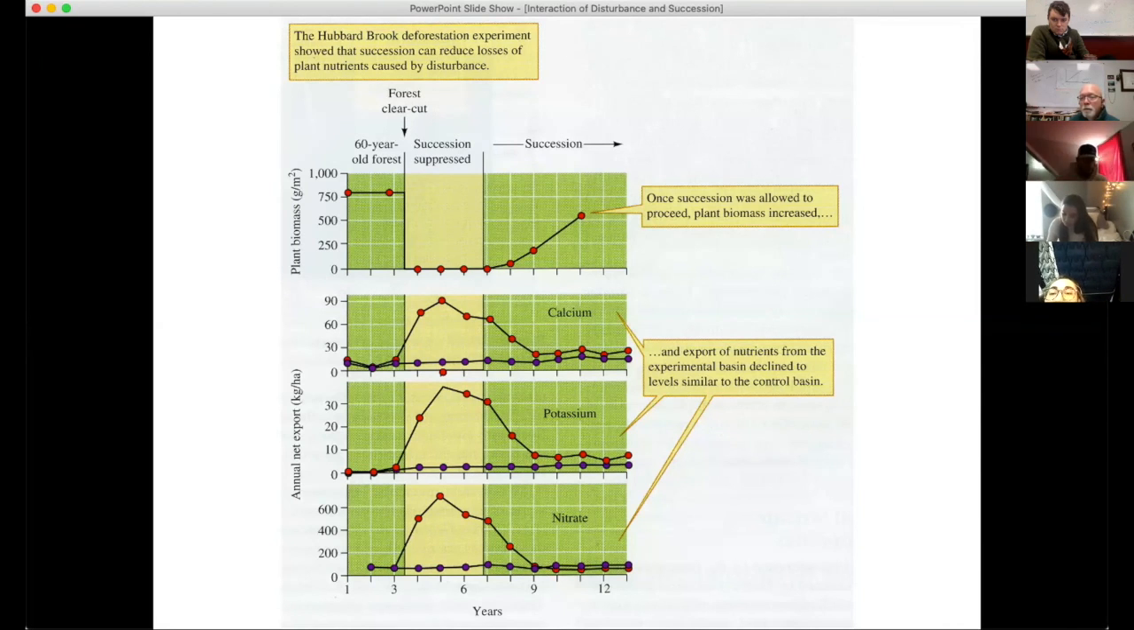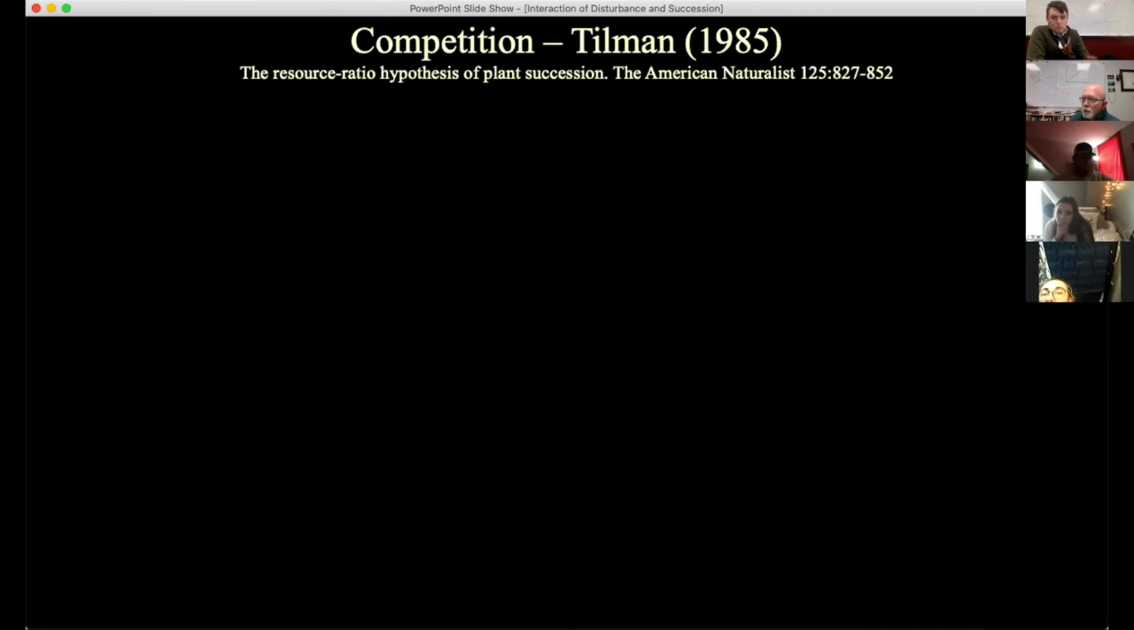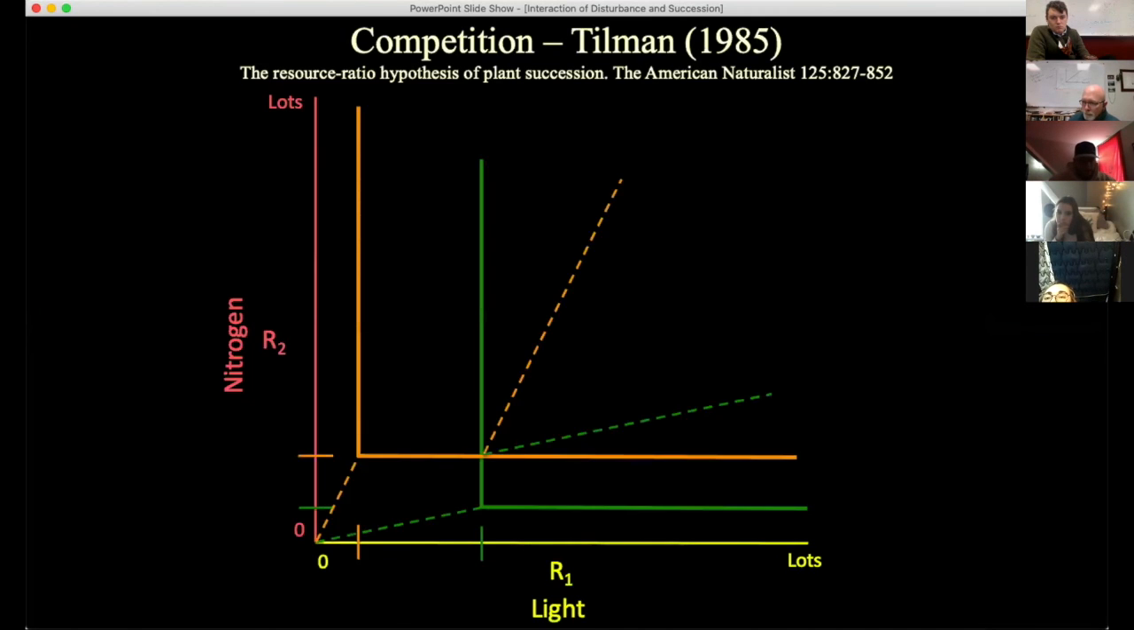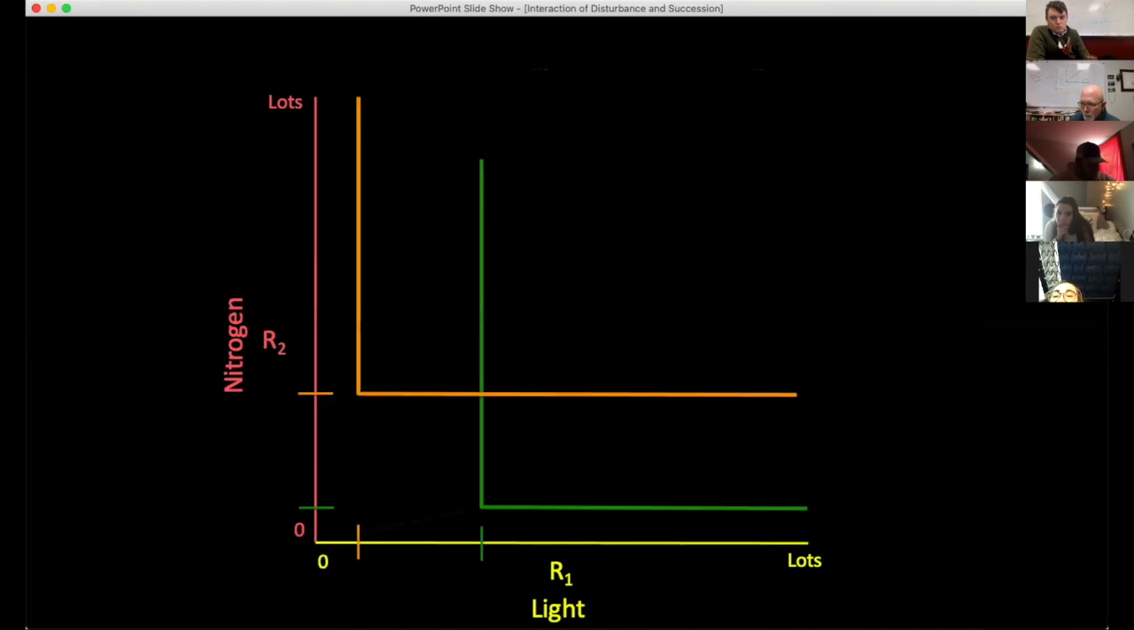It dropped. When they got rid of the trees, all of the nutrients flowed out of the ecosystem through stream flow. So there was this big export of calcium, big export of potassium, big export of nitrate. So during that time period, let's get back to the photo.